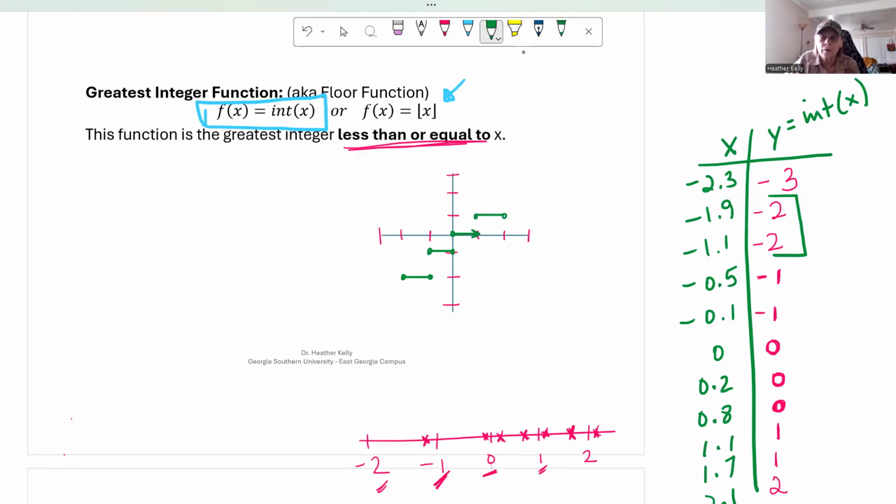And then starting here, it's going to do something to that effect, right? And that's what the greatest integer function looks like. Now, you won't really be doing very much with this. It doesn't really come up in pre-cal. It shows its ugly face in the calculus sequence, but it's good for you to have a little bit of exposure to it before you see it and have to do anything with it.